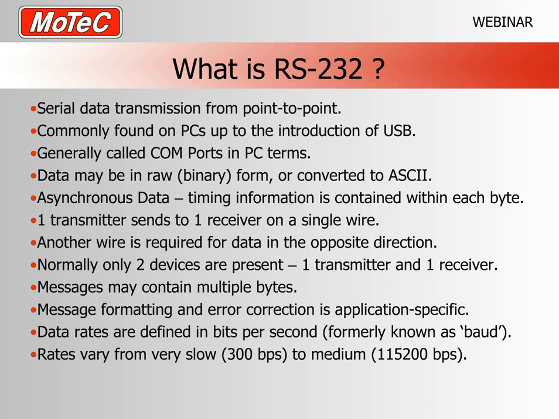RS232 data rates are simply defined in bits per second, which used to be called baud, but is normally now just called BPS. And the original teletype applications ran at very slow speeds, for example, 300 bits per second. And the upper limit of normal RS232 is about 115,000 bits per second. So, of course, compared to things like USB, which is over 10 megabits per second, RS232 would be considered a slow mechanism by modern standards.